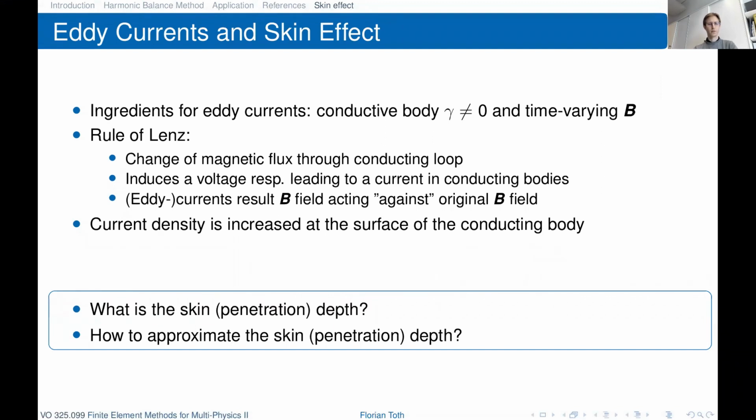Furthermore, we know that we have a current density increase at the surface of a conducting body. So if you have a conductor and you have an alternating current flowing through it, the eddy currents will lead to a current density concentration at the surface. So what we need to know for our design of the finite element model is what the skin depth is and how we can approximate it.